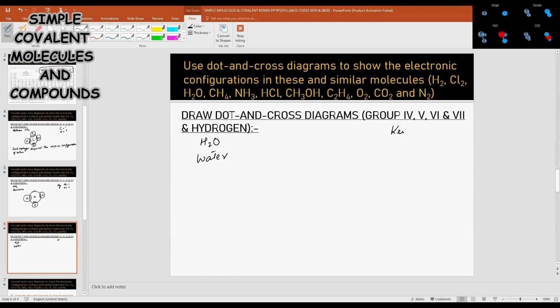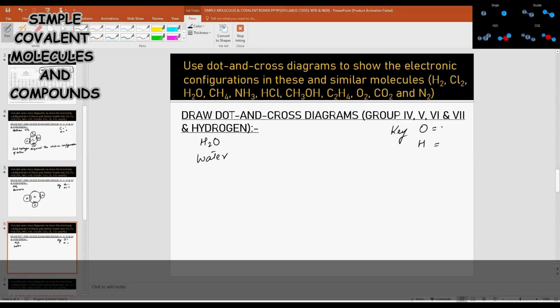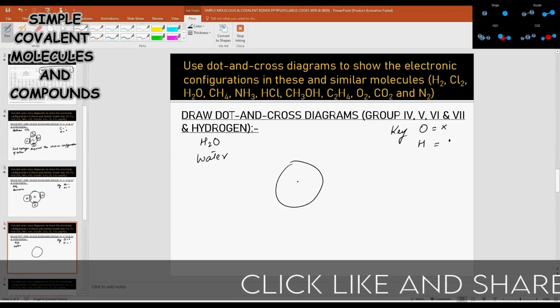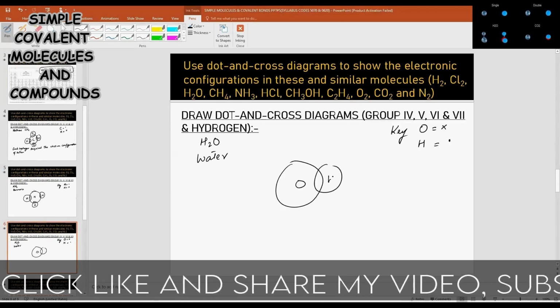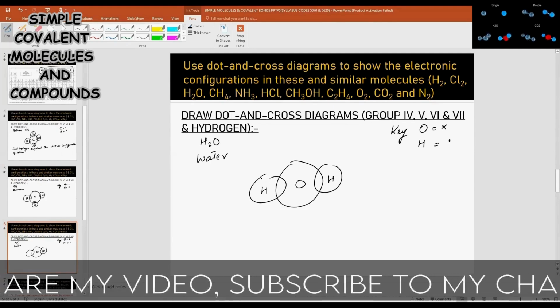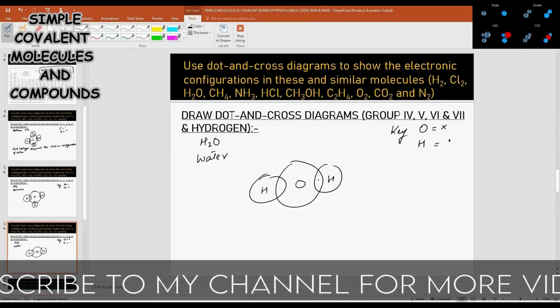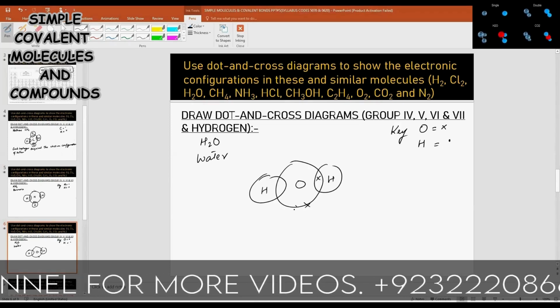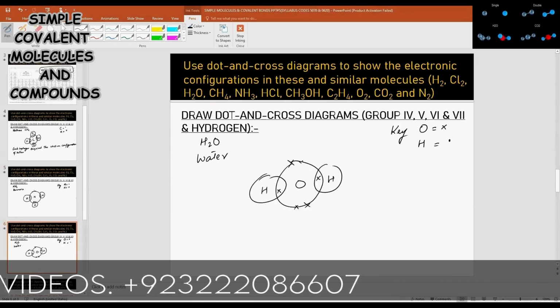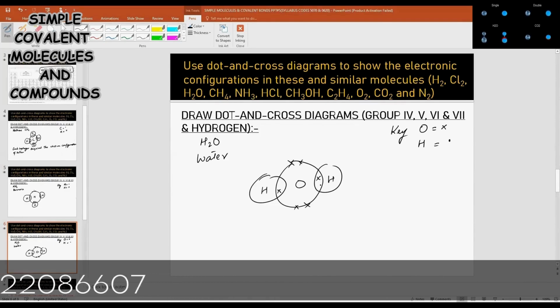First of all, show the key. On the right hand side, we have oxygen and hydrogen. So I'm using cross for oxygen here and dot for each hydrogen atom. In the center, we have oxygen. This is oxygen, this is hydrogen 1, this is hydrogen number 2. First, show the valence electrons of oxygen: 1, 2, 3, 4, 5, 6. For each hydrogen atom, 1 for this one and second for this one.